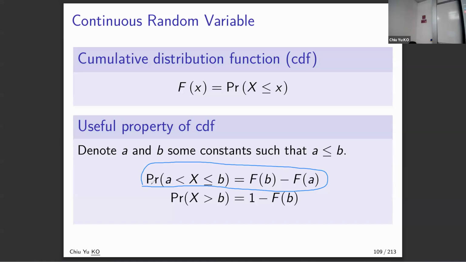The probability of bigger than B is one minus the probability up to B, right? Because less than B and greater than B add up, they must be one. That comes from axiom three and axiom two. Axiom three says adding up, and axiom two is the sample space, but this is just the complement, because less than or equal to B and bigger than B are complements. So this will be used very often.